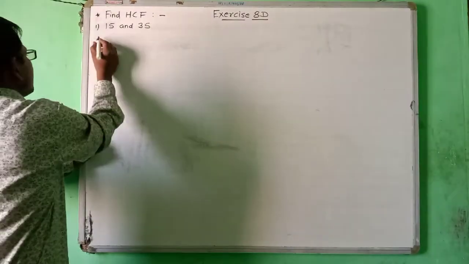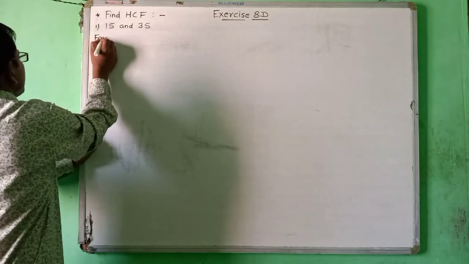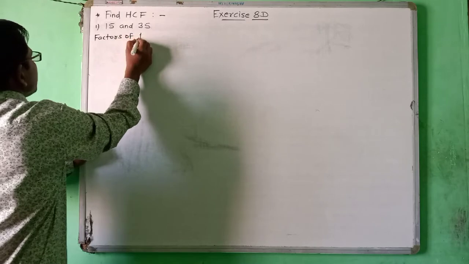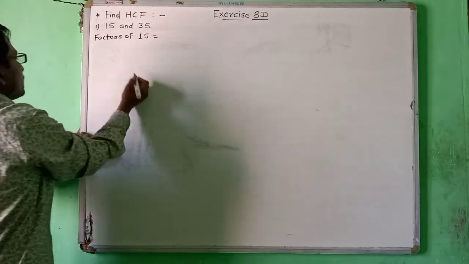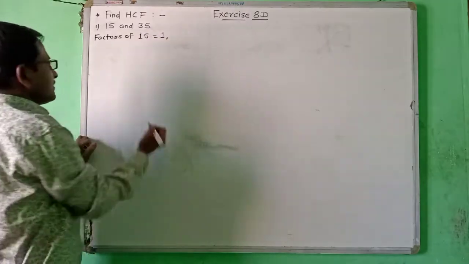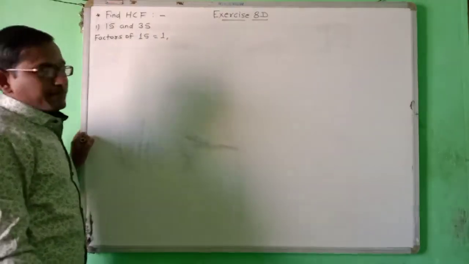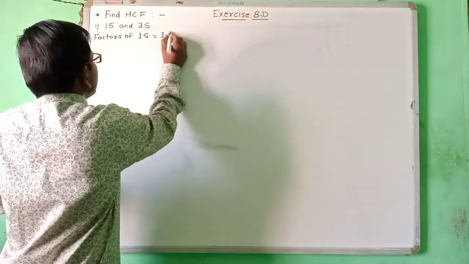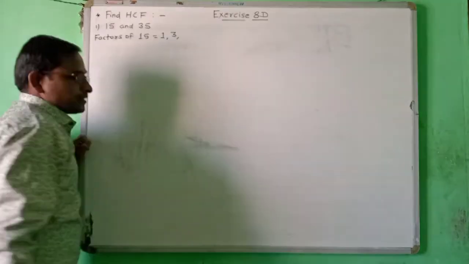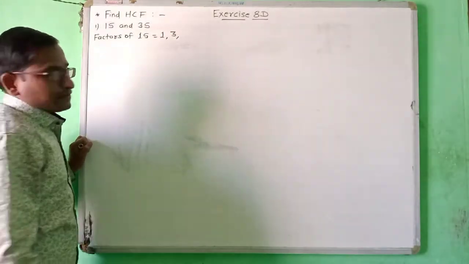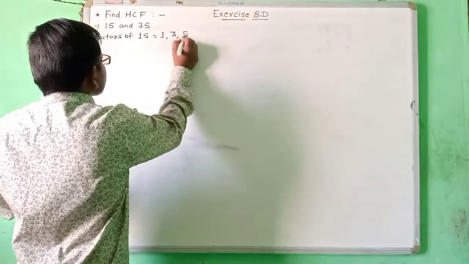So see here, first you find the factors of 15. Factors of 15: 1 is a factor of every number, so first you write 1. Then 2 is not a factor of 15. Then you check the next, 3. 3 times 5 is 15, so write 3. 4 is also not a factor of 15. Then 5, 5 times 3 is 15.